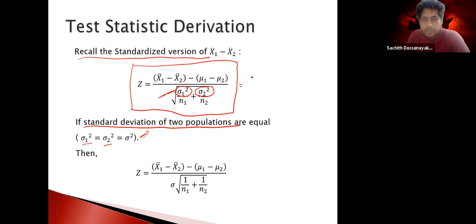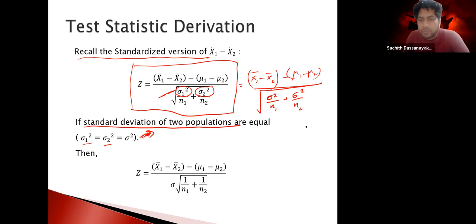So x1 bar minus x2 bar, bracket mu1 minus mu2, divided by the square root of sigma squared divided by n1 plus sigma squared divided by n2, from this equation. You can see this value sigma squared is common, so you can take it out from this square root, so that you will get this equation right here.